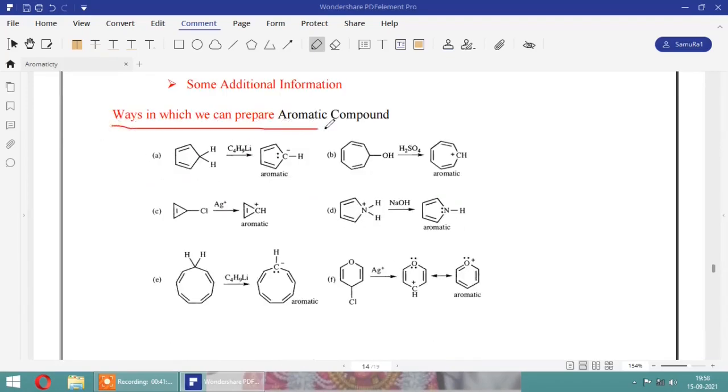Now we take this compound, if you add C4H9Li, it becomes aromatic. You take this compound B treated with H2SO4, you will get this compound as aromatic. When this compound is treated with silver, you will get aromatic. This compound treated with sodium hydroxide, you will get this compound, which is aromatic.